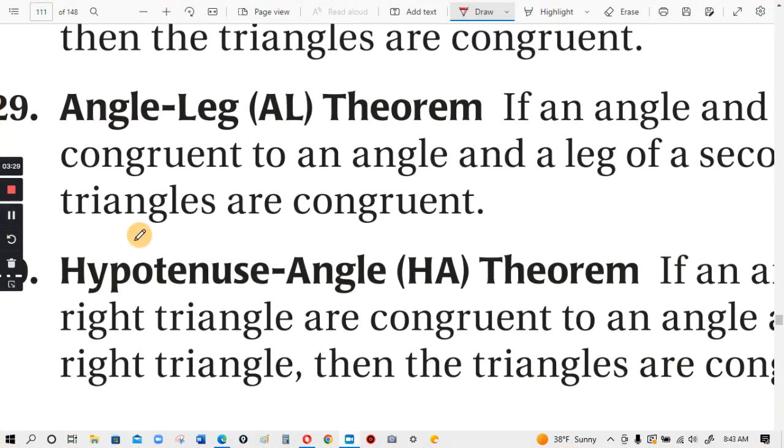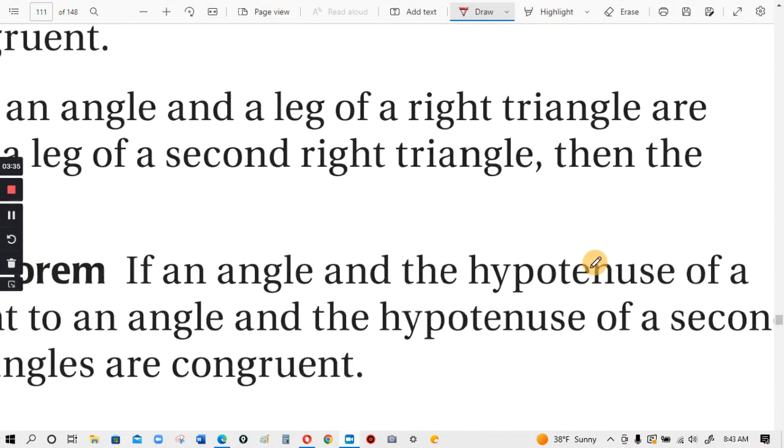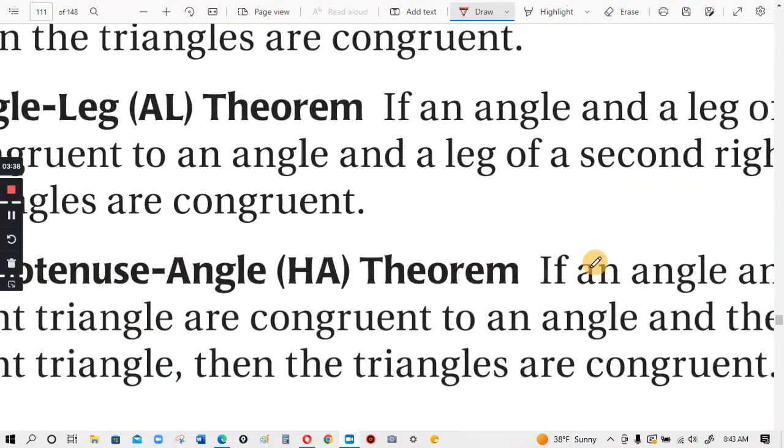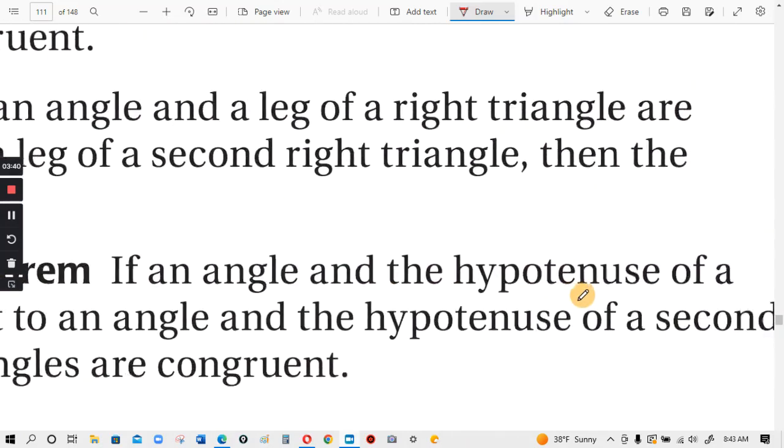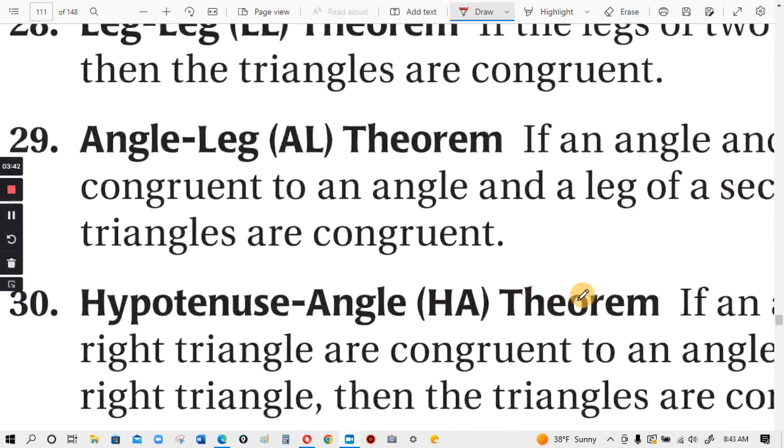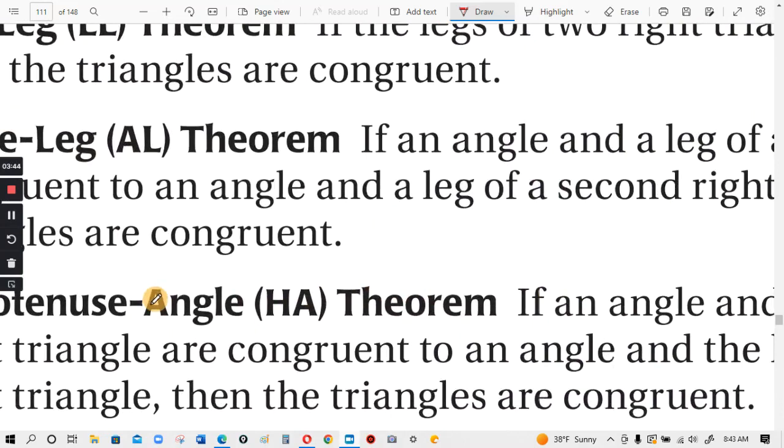And finally, the last one for the right triangles is hypotenuse-angle, or HA. If an angle and the hypotenuse of a right triangle are congruent to an angle and the hypotenuse of a second right triangle, then the triangles are congruent. So let's try HA and see what happens.